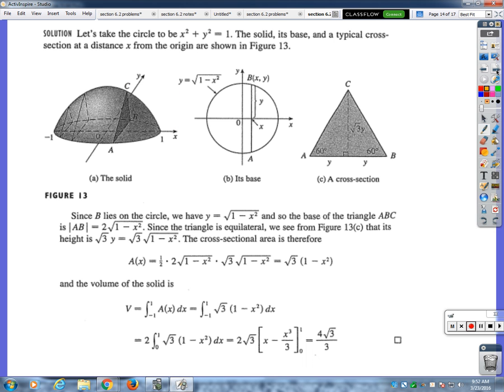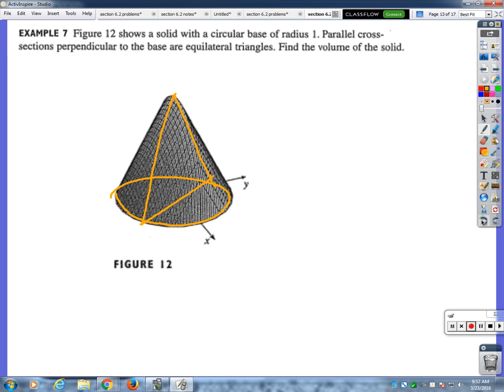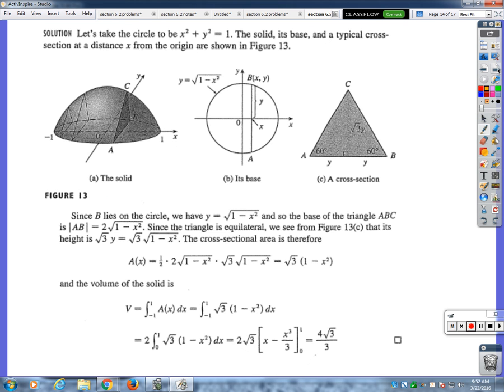Okay, so here's what we are doing now. It's the same thing that we were doing before, where we have to take the integral of the areas of the cross-section. But this time the cross-sections are not circular. They're equilateral triangles that are being stacked up on top of each other.